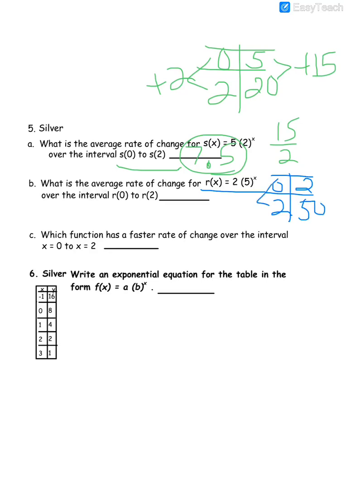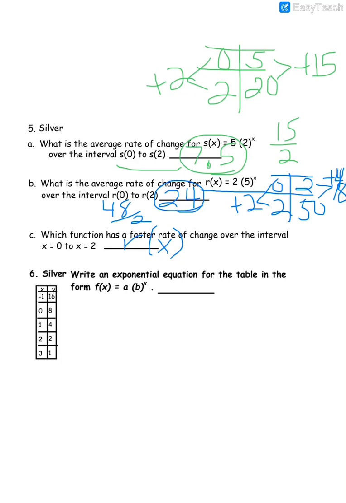That's a lot. So it's going up by 2, up by 48. Hopefully you can read that. I'm going to do 48 over 2, which gives me 24 as my average rate of change. Which function has a faster rate of change over the interval from 0 to 2? Well, definitely the second one. 24 is much higher than 7.5. All right, so I'm good with average rate of change.